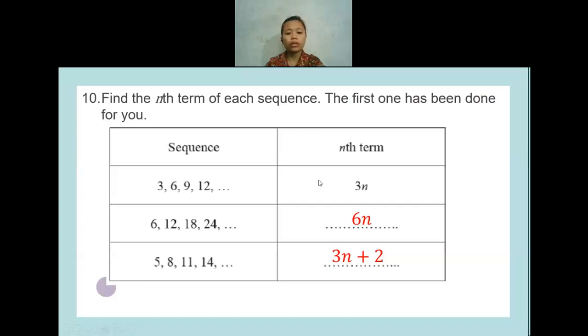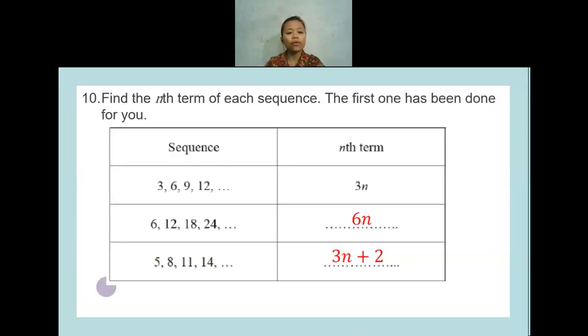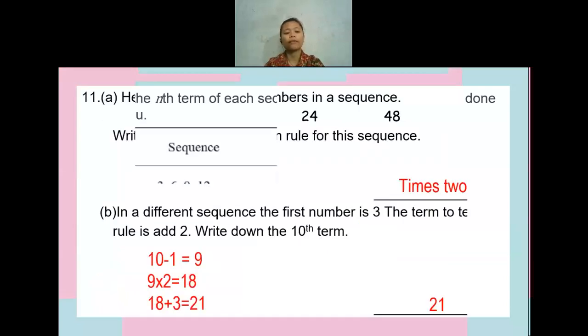You already did question 10? Okay, before I continue to question 11, is there anything confusing from question 10? No? Okay. If nothing is confusing from question 10, I will move to question 11.